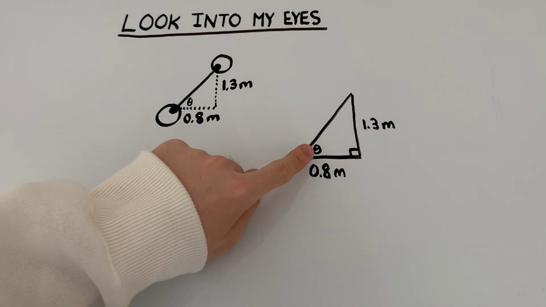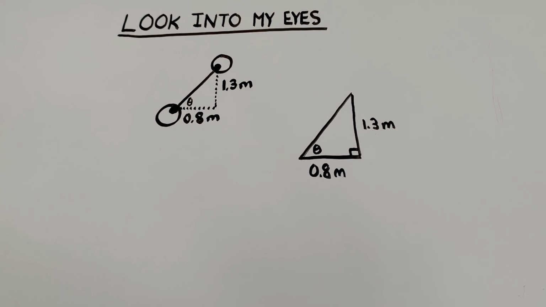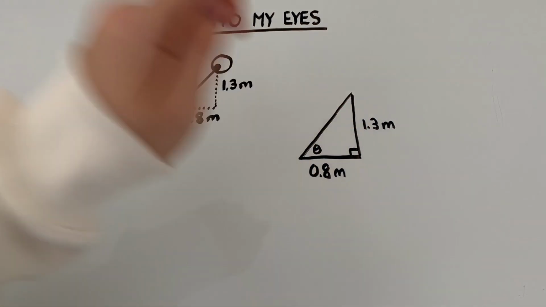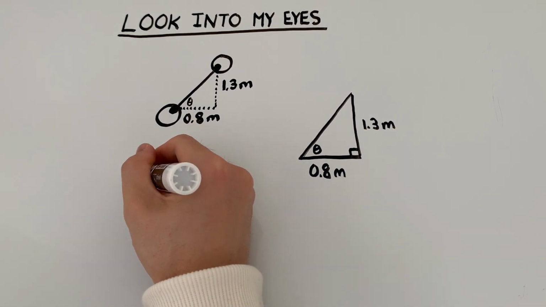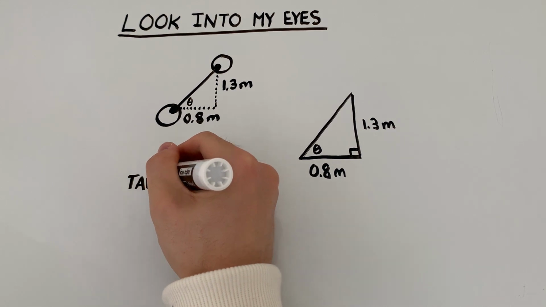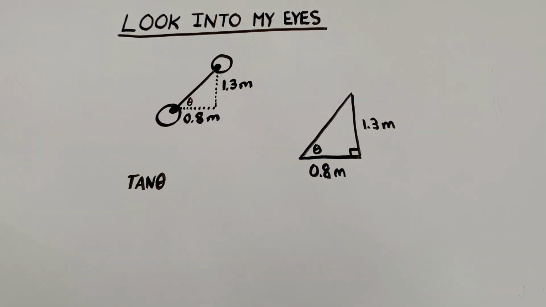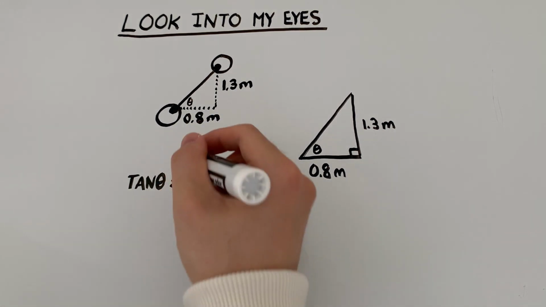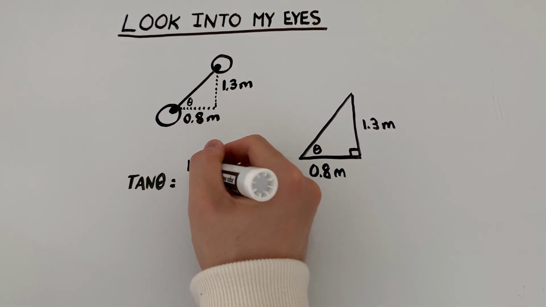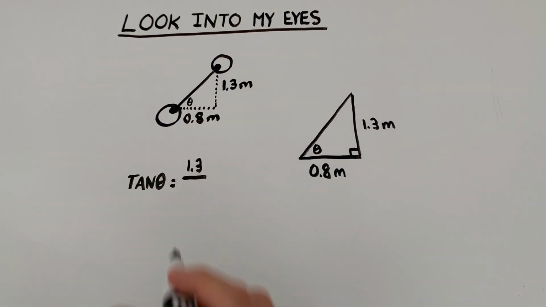So if we need to find this angle, relative to this angle, we're given an opposite side and an adjacent side. So once again, this is tangent. But unlike the previous problems where we were given the angle, so it was an actual number, this time we need to find the angle. But we could still write the tangent of this angle is equal to the opposite side, 1.3, over the adjacent side, 0.8.